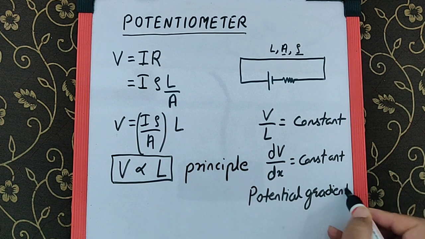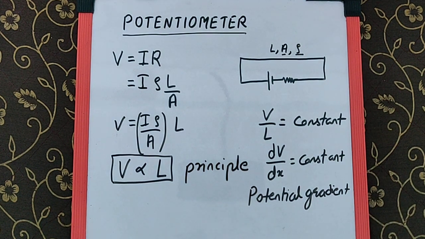So first thing, this is the basic idea of potentiometer: to divide the potential throughout the wire along its length, keeping the material, area of cross section and current passing through the wire constant.